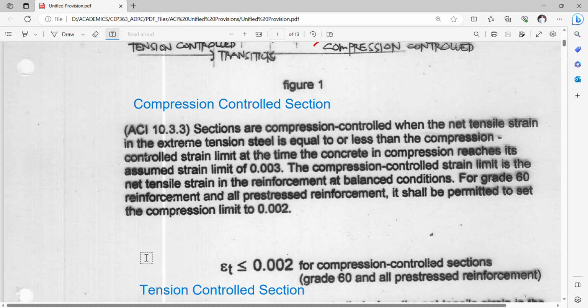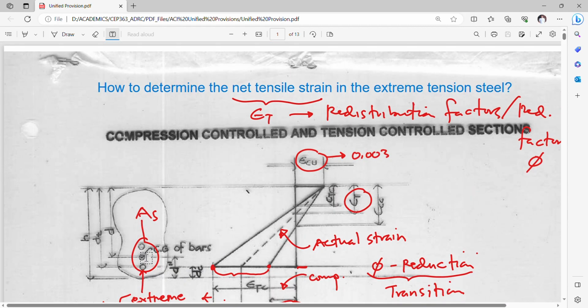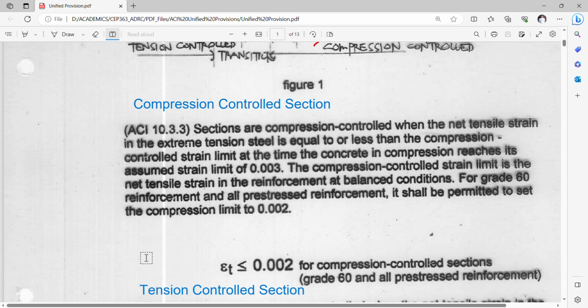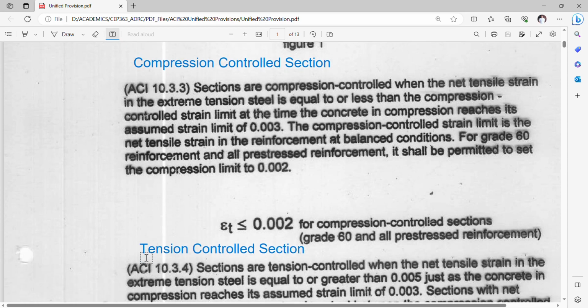Hello guys, so this is a continuation of our topic on net tensile strain determination. So we now go over the ACI provisions on compression control and tension control sections.